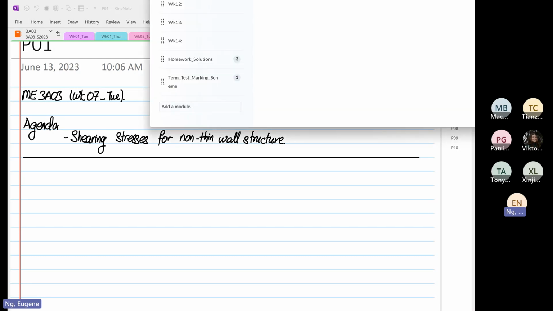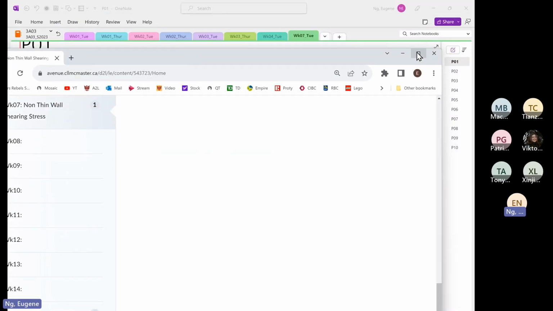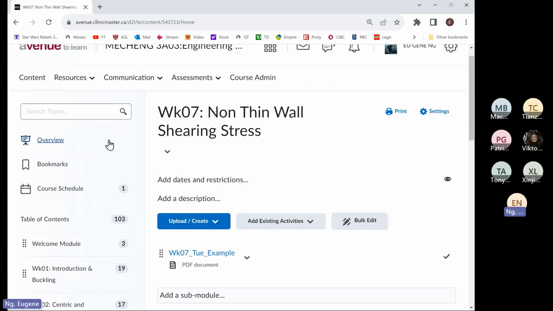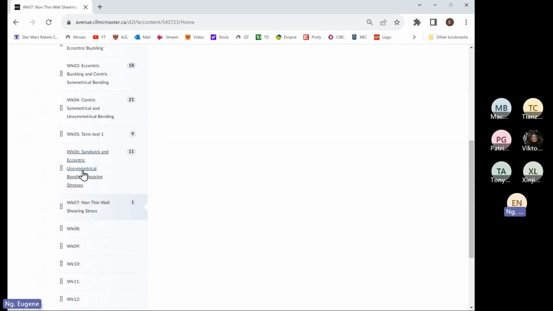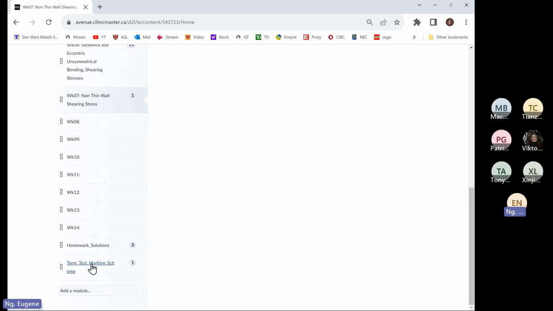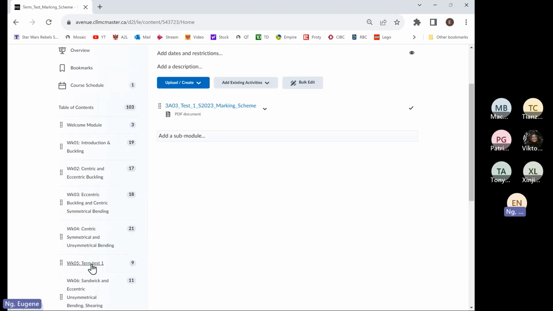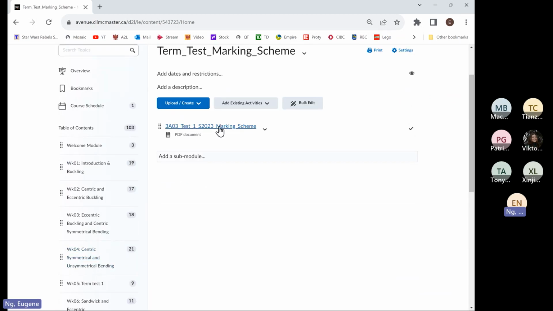Before I go on, I posted the marking scheme on Avenue to Learn. So this is Avenue to Learn to the course. If you go to the table of content, you look at term test marking scheme, you click over here, and here is the marking scheme.